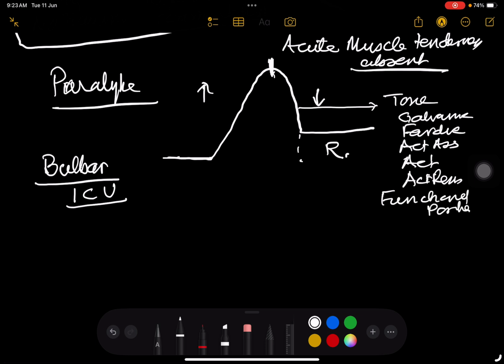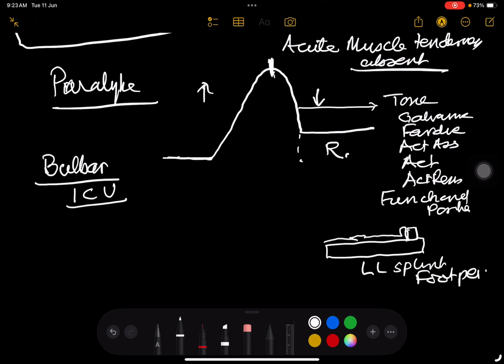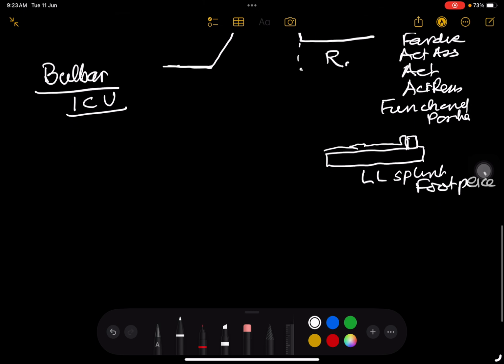And that you do with a long Liston splint, maintaining hip and knee in neutral position with a foot piece. So here is the thigh, here is the knee, here is the foot. So this long Liston splint with foot piece is the method to ensure that there will be no contractures.